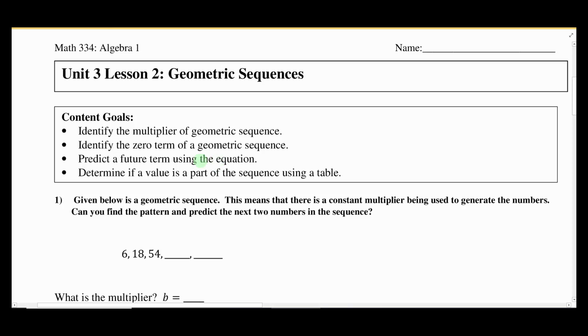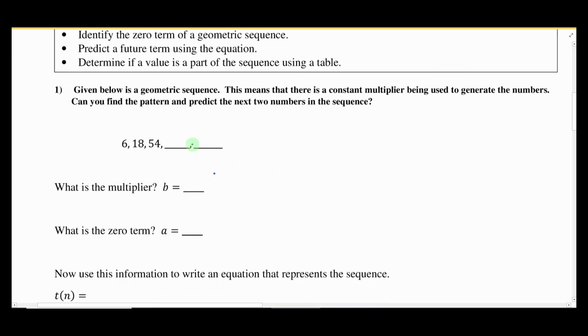All right. Now, once we have the equation, we want to be able to predict a future term. That's kind of the whole point of writing an equation for something and modeling a situation is that we use it to make predictions. All right. So if we have an accurate model of a situation, we would like to know what's going to happen in the future. And then also we want to make sure that we can determine if a value is part of the sequence. And we're going to use a table to do that. All right, so let's get right to it.